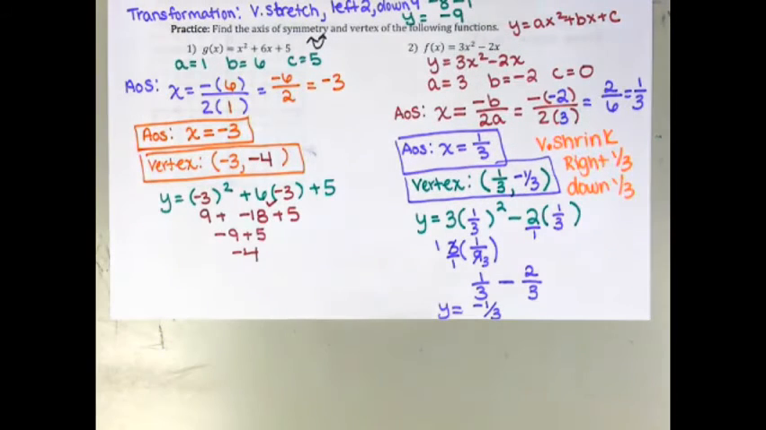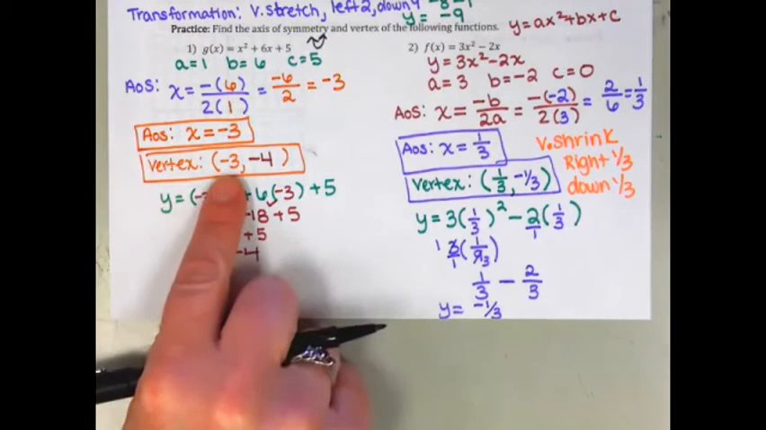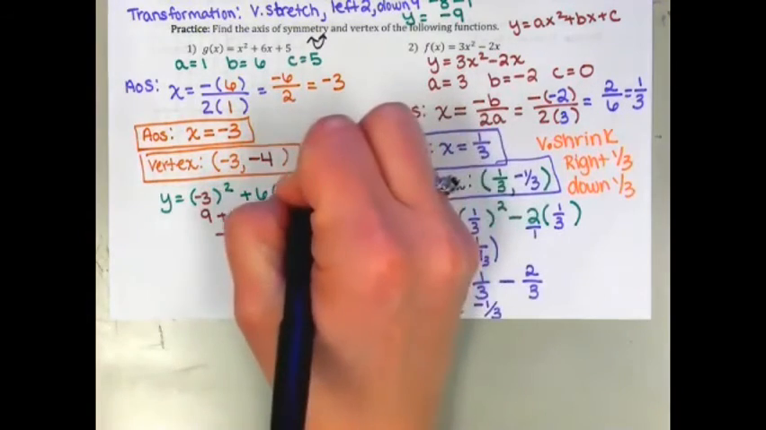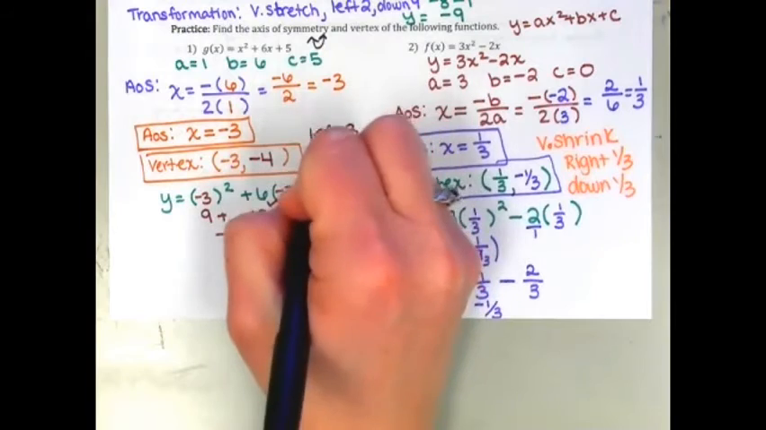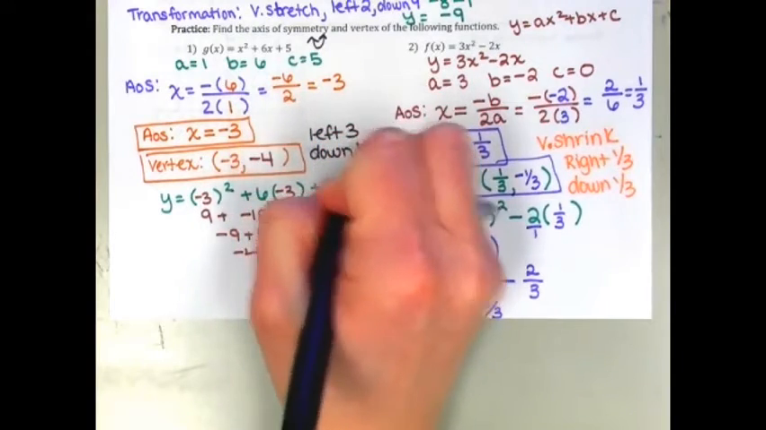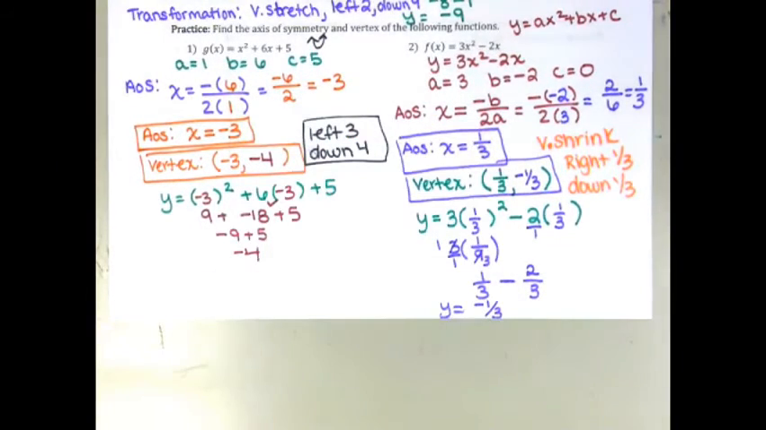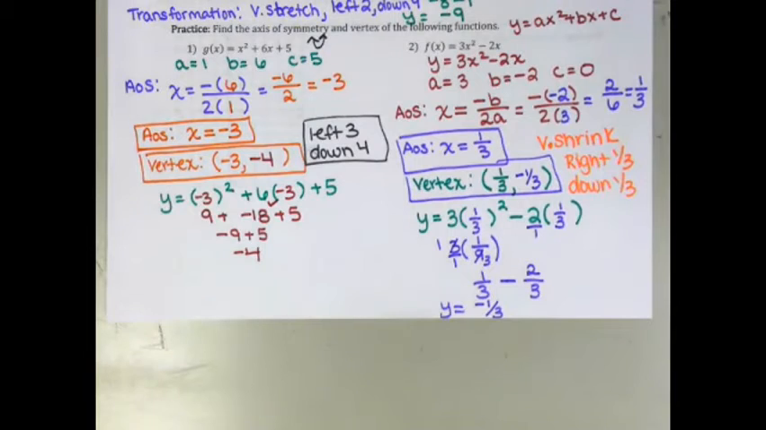Now, how do I graph the vertex? How do I graph -3, -4? I go left 3 and down 4. So the only transformation here is the vertex, instead of 0, 0, shifted left 3 and down 4. Okay. All right, any questions?